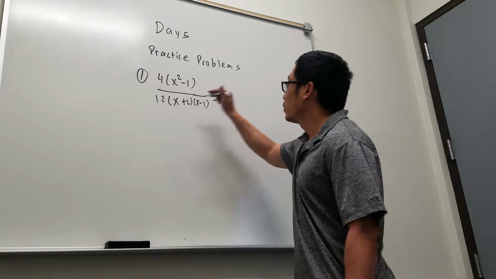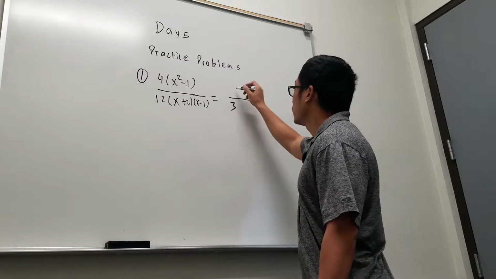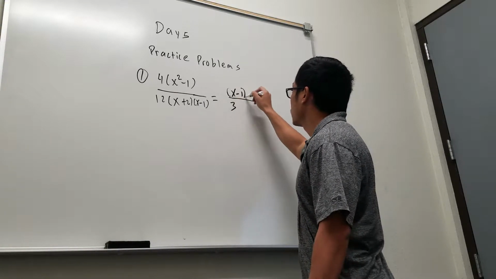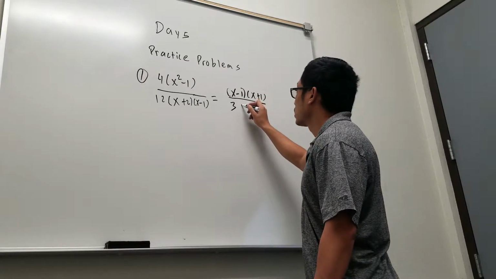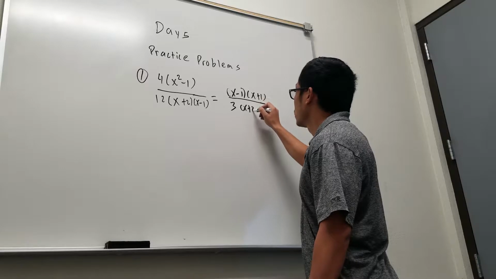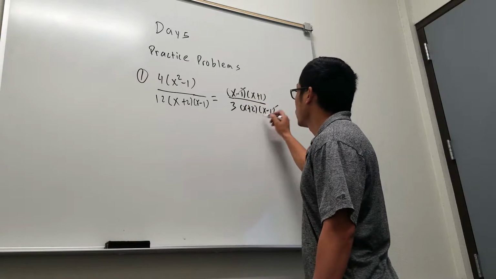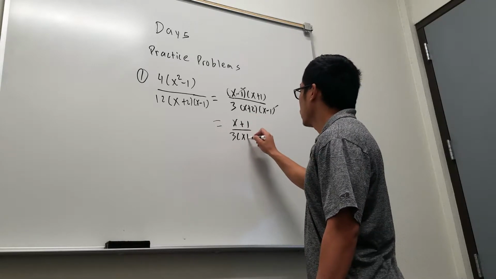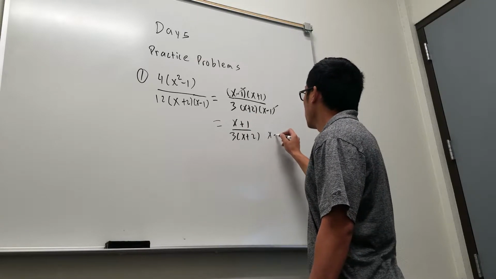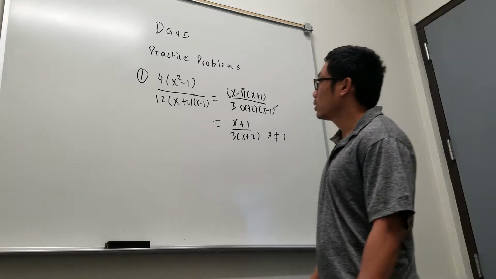Okay, we can simplify 4 and 12, so there's going to be what on the bottom? 3. And then factor out x minus 1, x plus 1. Then you have x plus 2, x minus 1. So the x minus 1 will cancel, right? So then you have x plus 1, x plus 2. So we know that x cannot equal 1, right? There you go.